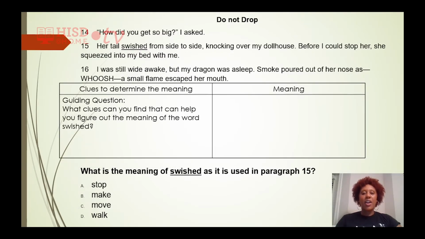All right, let's check our answers. Do Not Drop. How did you get so big? I asked. Her tail swished from side to side, knocking over my dollhouse. Before I could stop her, she squeezed into my bed with me. I was still wide awake, but my dragon was asleep. Smoke poured out of her nose as a small flame escaped her mouth. What clues can you find that help you to figure out the meaning of the word swished?